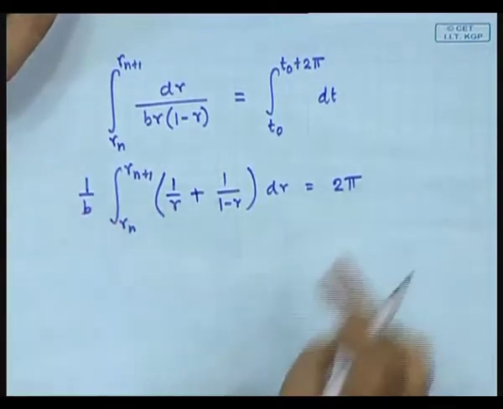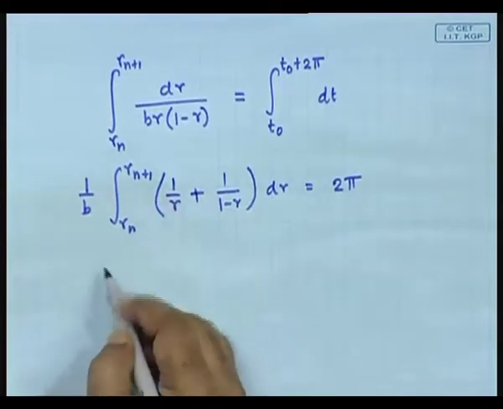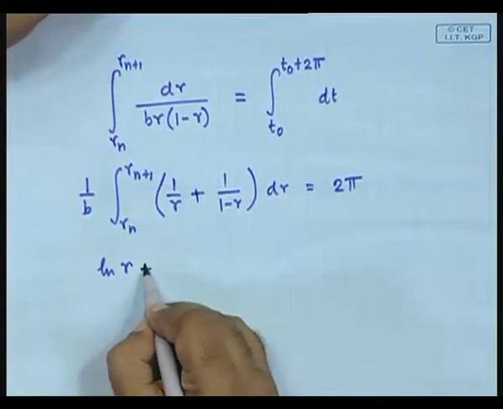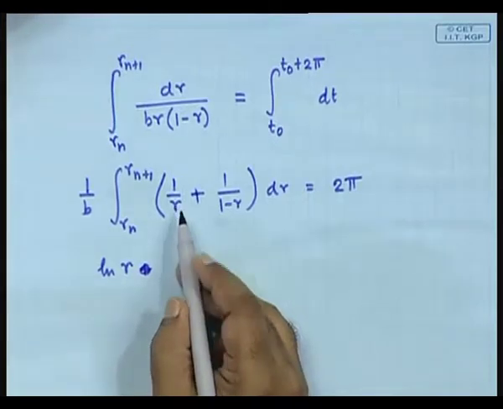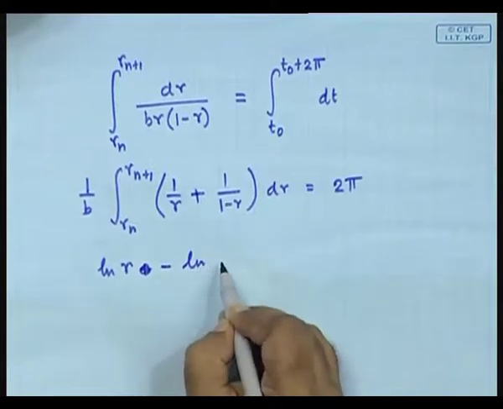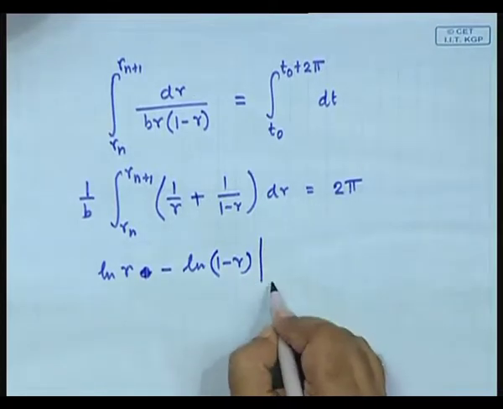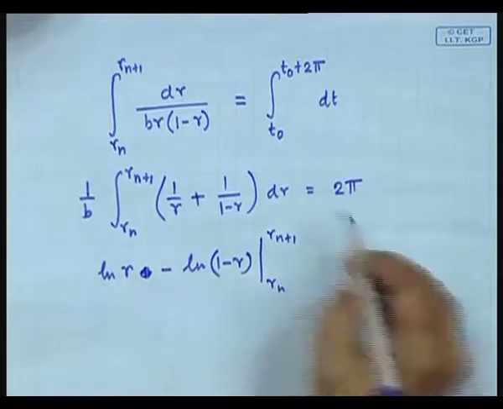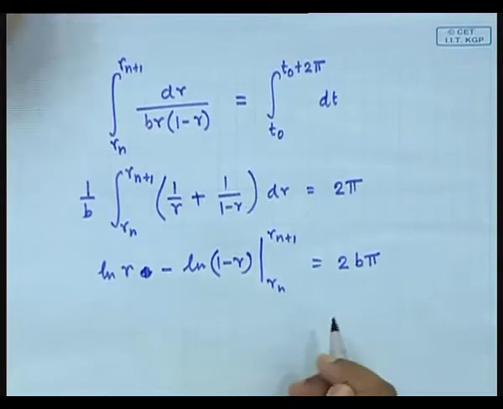Let us take the b to this side. It will be ln r plus ln r minus ln(1 minus r). This will be from Rn to Rn plus 1. Okay. b has come to this side, so twice b pi. Okay.